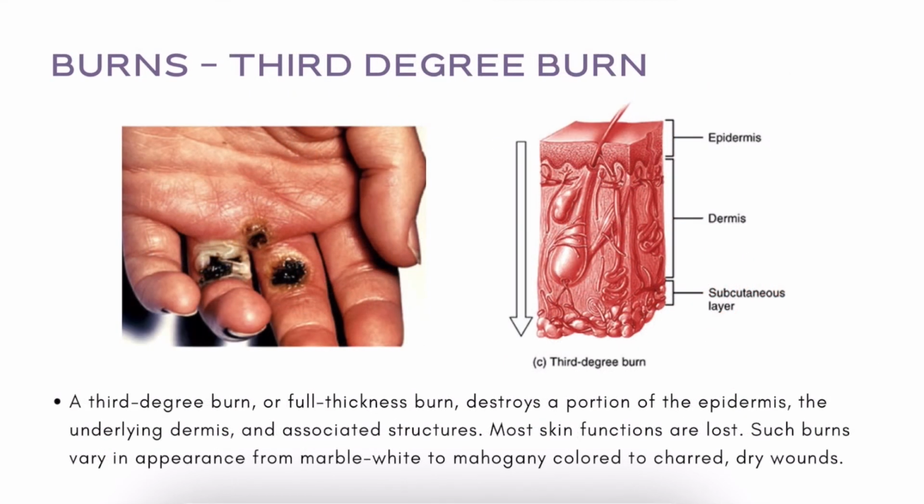And then we have a third-degree burn or full-thickness burn, which destroys a portion of the epidermis, the underlying dermis, and associated structures. With full-thickness burns, there is marked edema and the burned region is numb because sensory nerve endings have been destroyed. Skin grafting may also be required to promote healing and to minimize scarring.